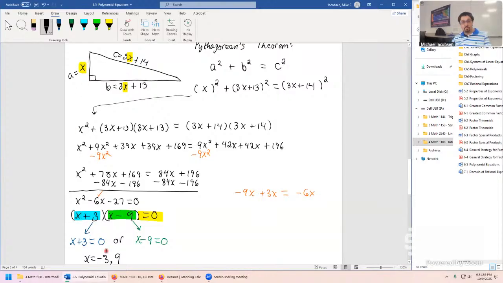And same in this situation. We have to throw away negative 3 since X is a length. X is not equal to negative 3. So we just toss that one out. It's gone. The side lengths then are X equals 9 meters. We'll plug 9 meters here.